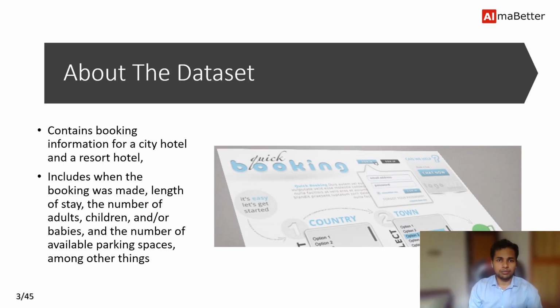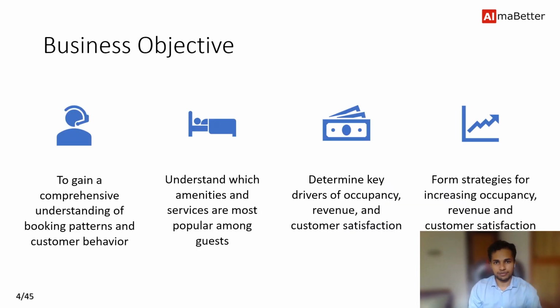And now let's talk about the data that we'll be working with. The dataset contains booking information for a city hotel and a resort hotel. We have information on when the booking was made, the length of stay, the number of adults, children or babies, and the number of available parking spaces, among all other things.